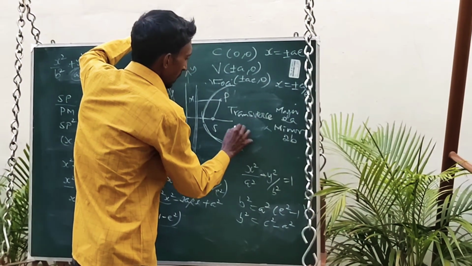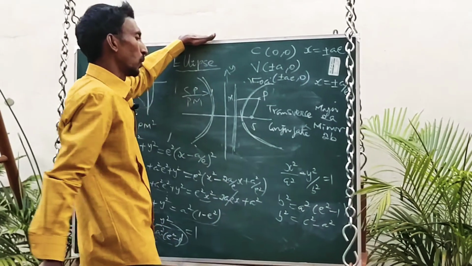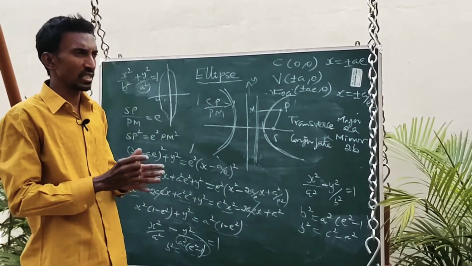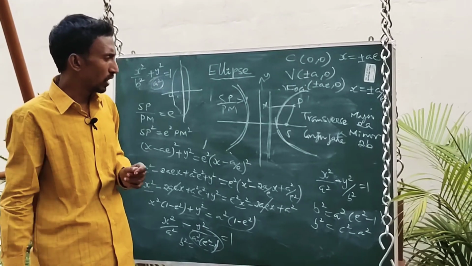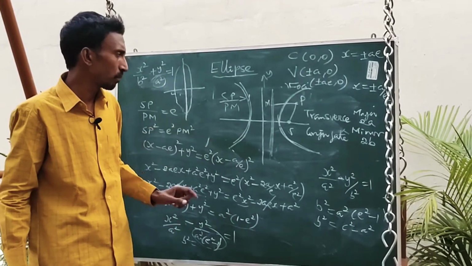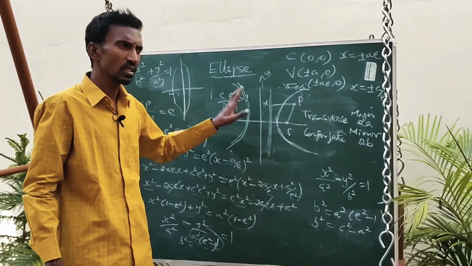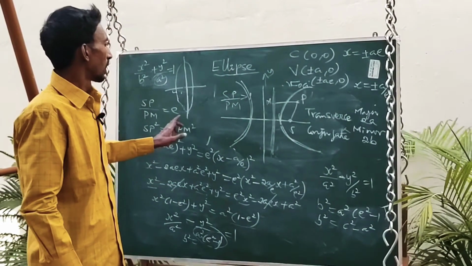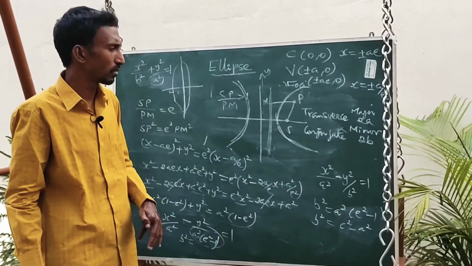Transverse axis and the minor axis called as conjugate axis. Suppose any equation is given, for example, an ellipse equation is given. Our aim is to denote whether it is a first type or second type. Suppose we are writing the major axis along the x axis, that means it is the first type of ellipse. If the major axis is along the y axis, that means it is the second type of ellipse.